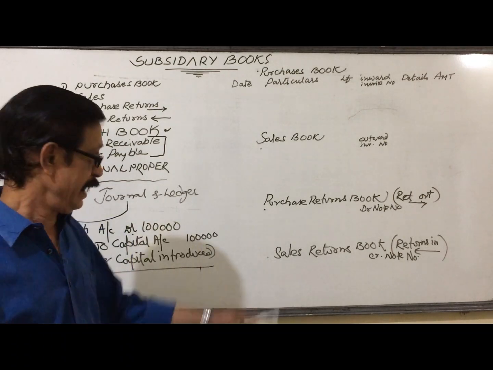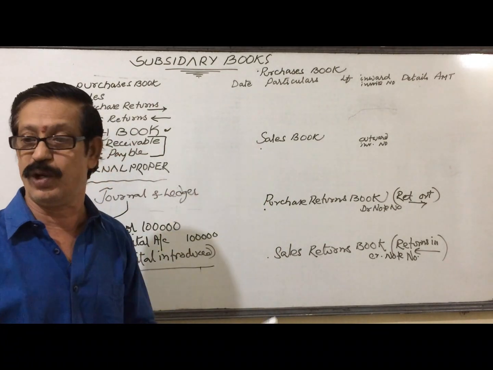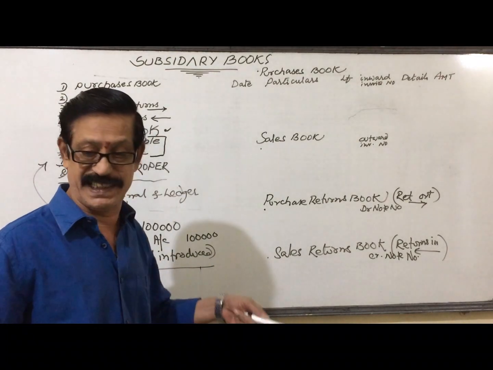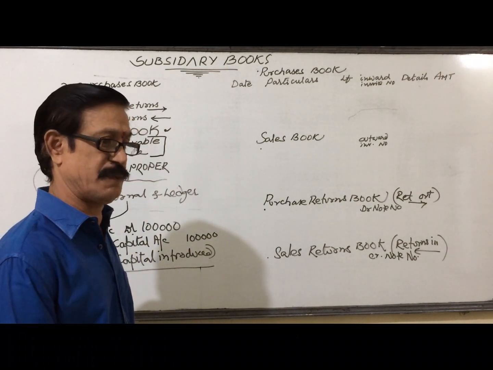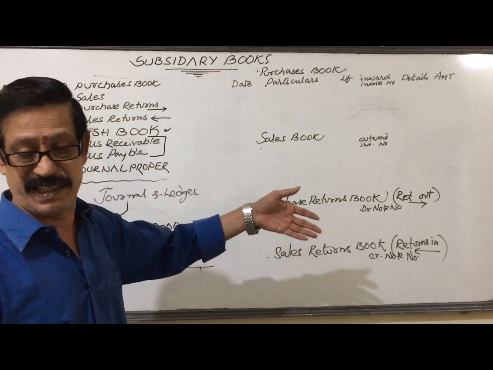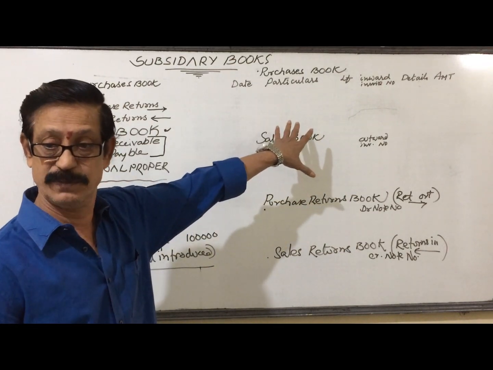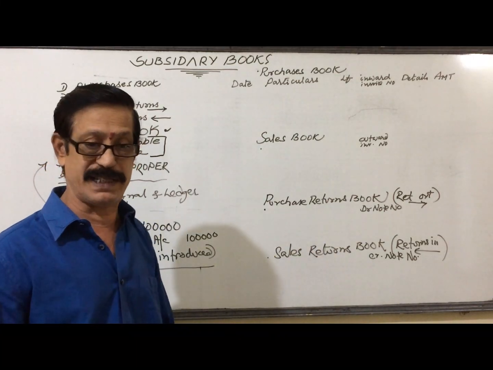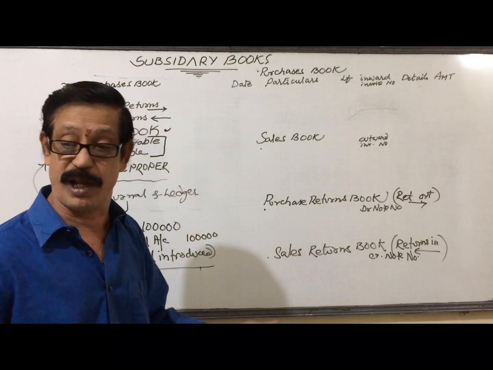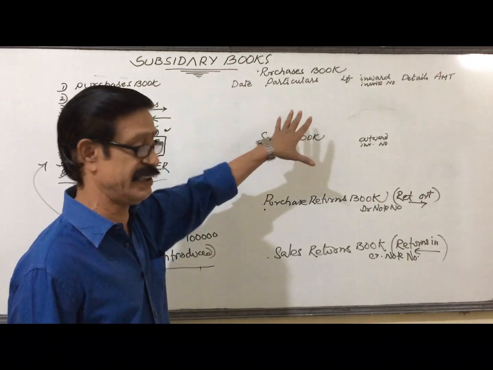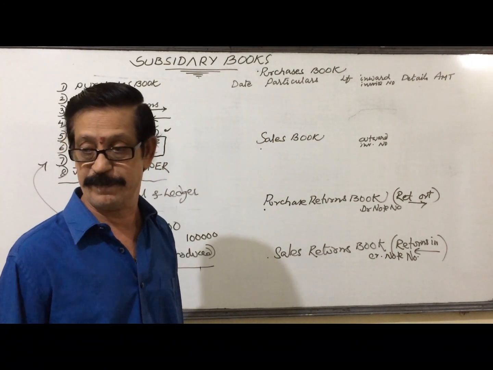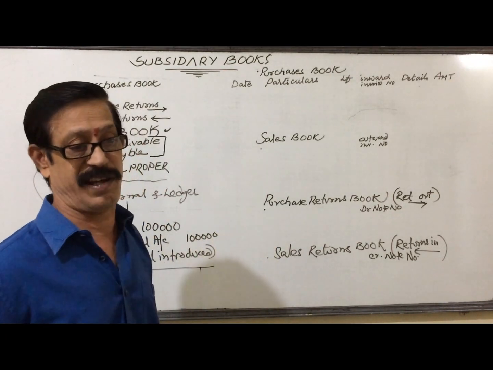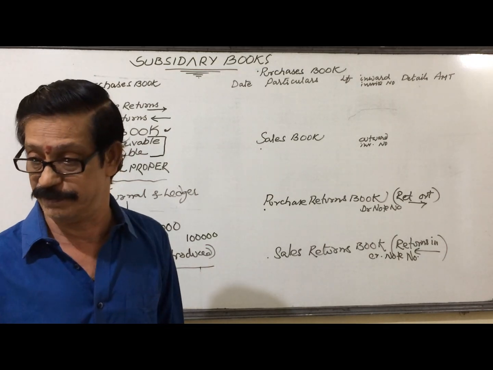Once again, in these 4 books, we are entering only goods. Goods means the item with which we are regularly doing business. Suppose it is an electrical shop, whatever you purchased, electrical or electronics, TVs, coolers, fridges, etc., whatever you purchased, whatever you sold, you can enter. So based on your business, the item with which you are doing business, only that item is entered here. Assets are not recorded at all. Only goods are recorded. Next, only credit transactions are recorded. Cash transactions are not recorded.